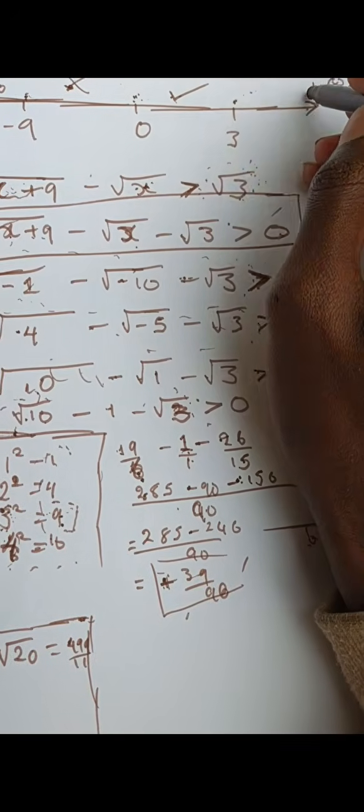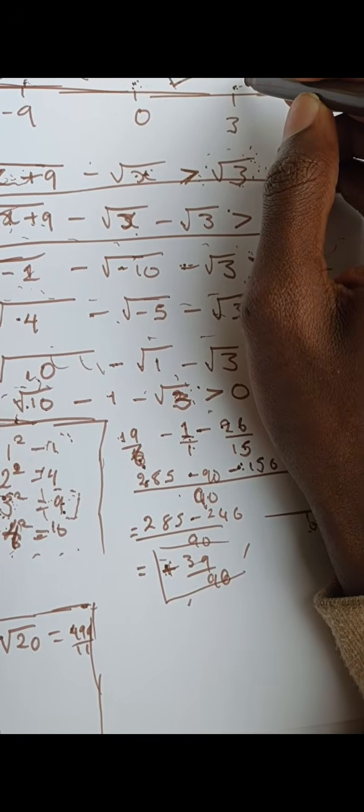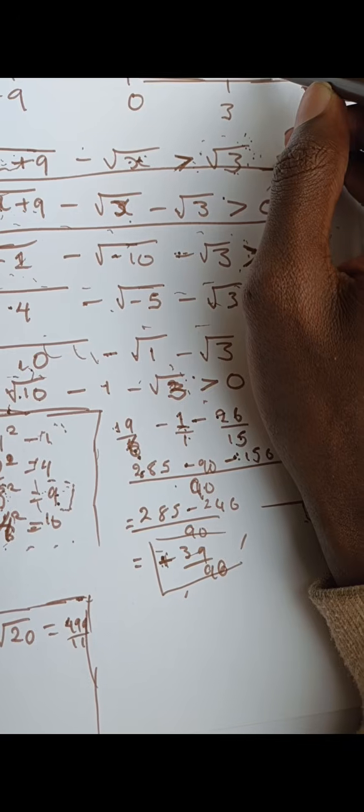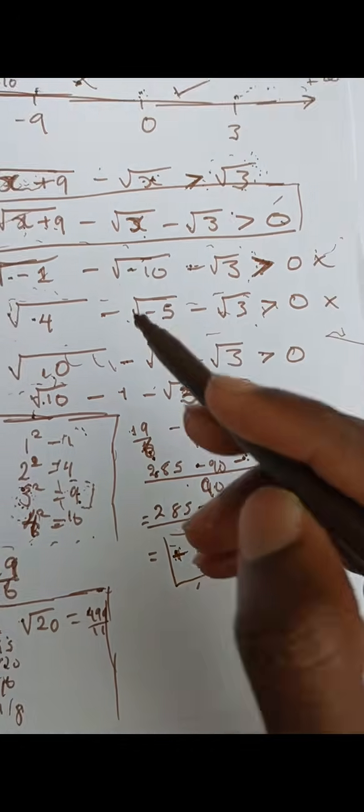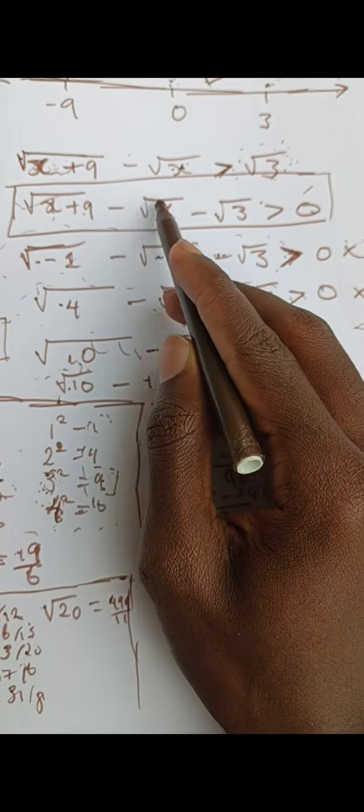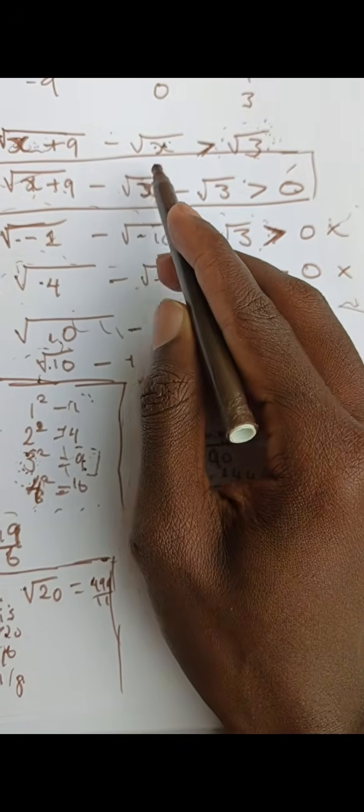Let's also test this region. Let's get any value between 3 to positive infinity. I'm going to pick 4, because if I put it here, it will easily give me the square root of it.